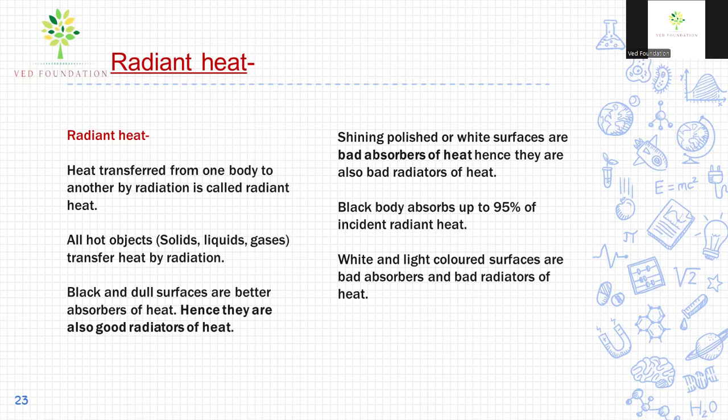Black, dull and rough surfaces are better absorbers of heat. Hence, they are good radiators also. The substances which are good absorbers are good radiators of heat also. Shining, polished, or white surfaces are bad absorbers of heat, hence they are also bad radiators of heat. A black body absorbs up to 95% of incident radiant heat, and white and light colored surfaces are bad absorbers and bad radiators of heat.